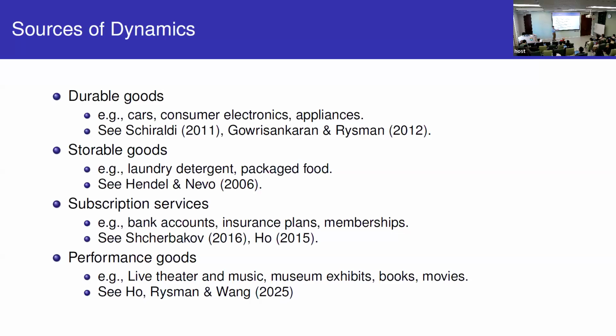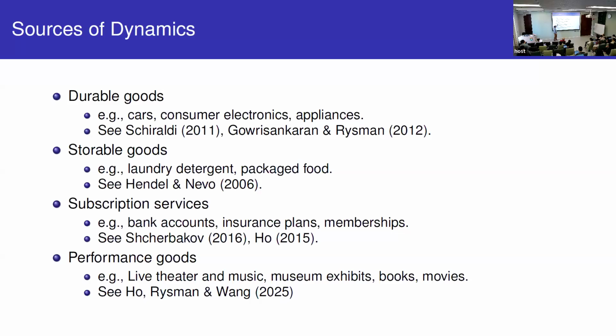Storable goods. We think especially of consumer packaged goods at the supermarket. When they go on sale, people load up and then they don't need to buy the product. Their demand is going to be reduced for a while because they have a big store of the product. This is a classic paper, on laundry detergent. But you can think of that coming up in all kinds of different contexts.